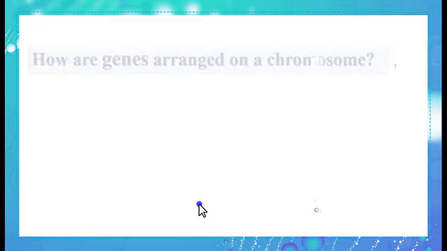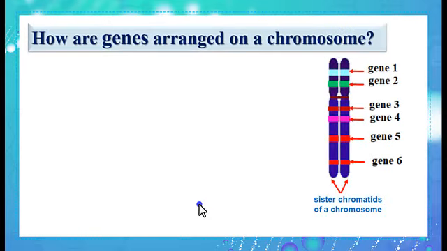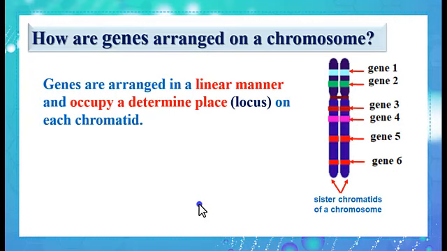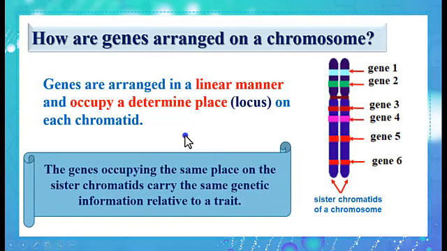But how are genes arranged on a chromosome? If you look at this figure, you can find that the genes are arranged in a linear manner and occupy a determined place, or locus, on each chromatid. The genes occupying the same place on the sister chromatids carry the same genetic information relative to a trait.